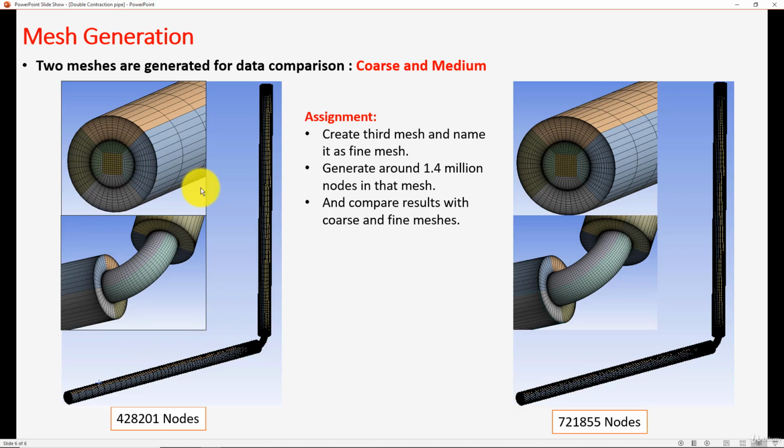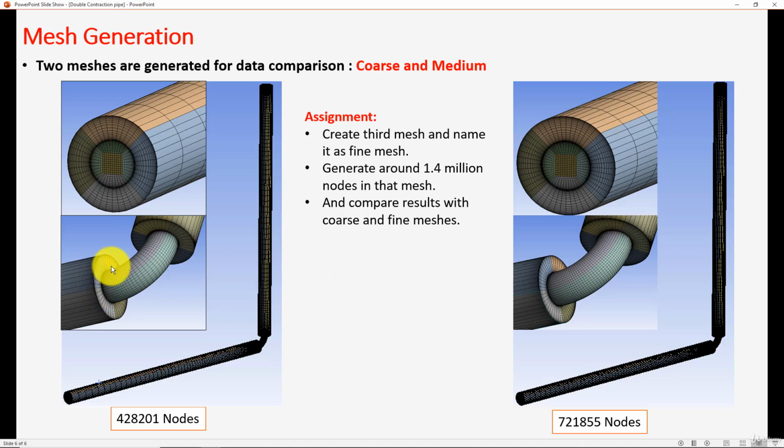So any three meshes will do the job. These numbers are arbitrary, and we choose them based on our knowledge and experience. From the results, you can see that there is no change between these two meshes. So it is expected that with a finer mesh, around 1.4 to 1.6 million nodes, we don't see much change in the result.